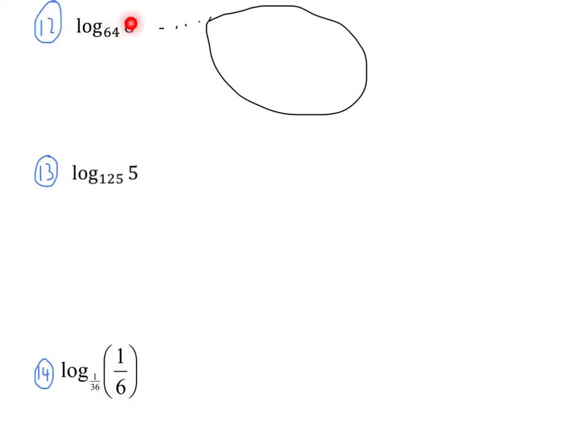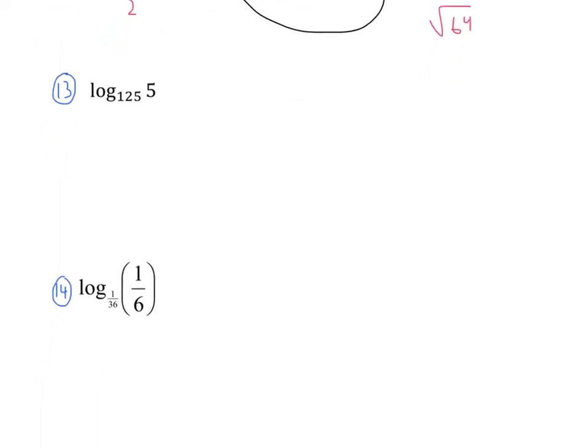So let's think about this. We need to raise 64 to what exponent to get 8? That exponent is the logarithm. How do I get from 64 to 8? Well, it must be the square root. So what exponent tells us to take a square root? That's 1/2, because 64 to the 1/2 power is the same thing as the square root of 64, which is 8.